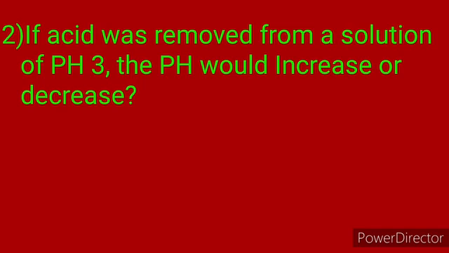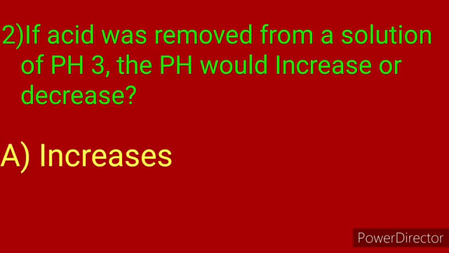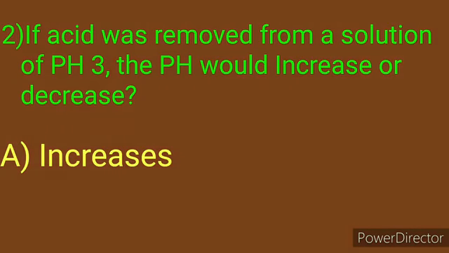Next, the second question is: if acid was removed from a solution of pH 3, would the pH increase or decrease? Yes, the correct answer is increase, because when we remove the acid from the solution of pH 3, the concentration of H3O+ ions also decreases. So, the pH value increases.